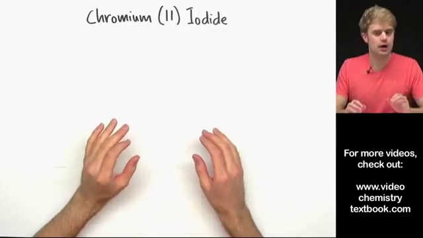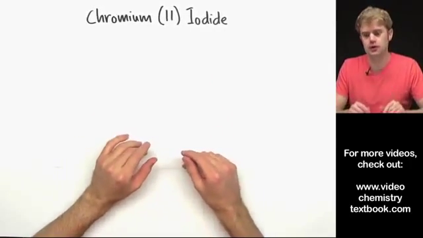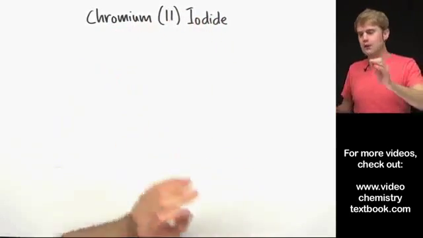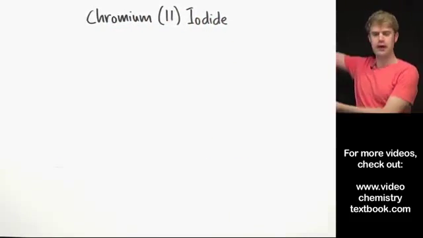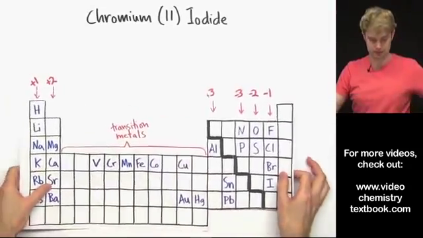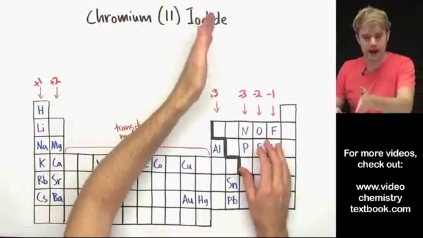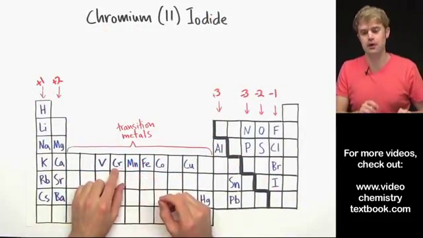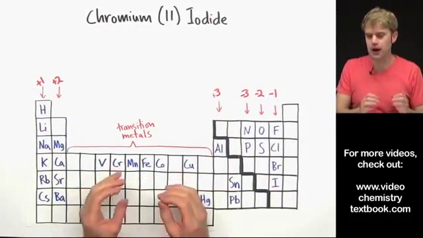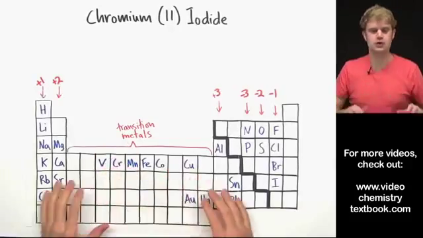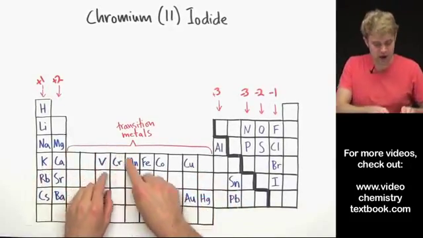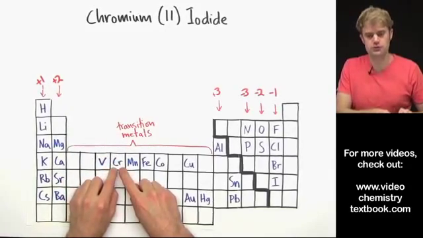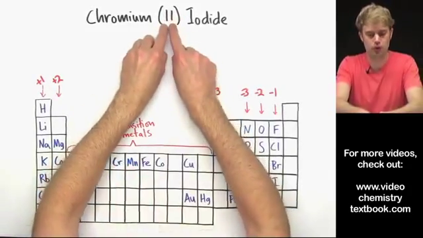Now, when we're writing ionic formulas, the first thing we want to do is find out the charges of the ions in the compound. And we often do that by looking at where they are on the periodic table. So here we have chromium and iodide. Chromium, Cr here, is a transition metal. And transition metal ions can have a variety of charges. So you can't tell just by looking at the periodic table what the ionic charge is. So that's where this Roman numeral comes in.